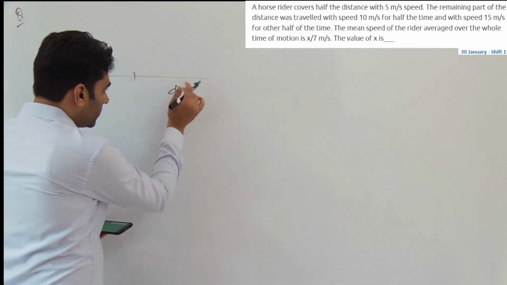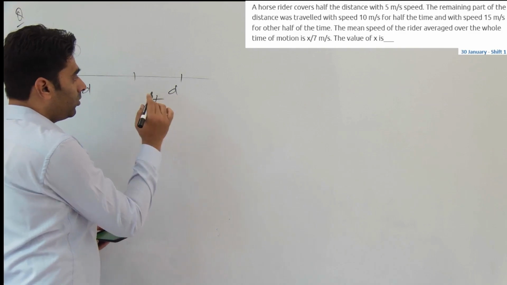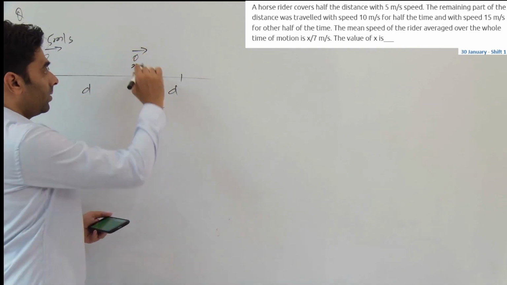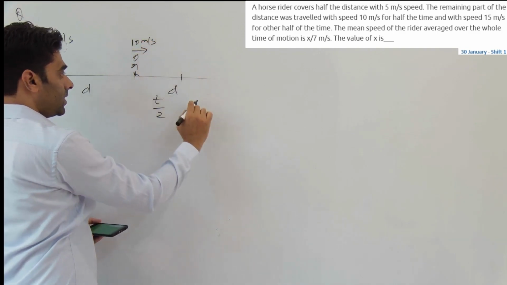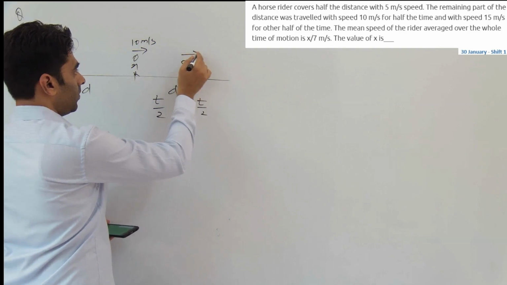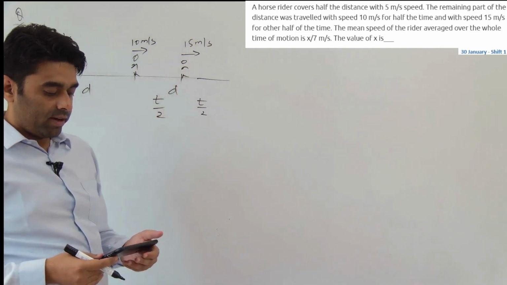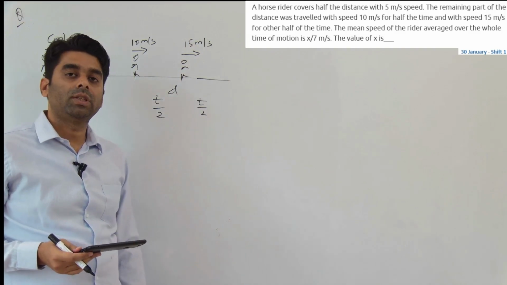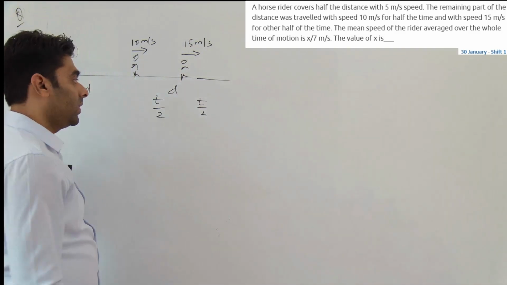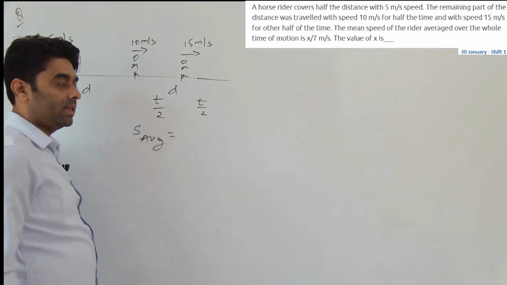So let's say that this distance is covered in total T time. So for T by 2 time, it is going with a speed of 10 meter per second, and next T by 2 time, it is going with a speed of 15 meter per second. Fine. Next, he says the mean speed of the rider averaged over the whole time of the motion is x by 7 meter per second. The value of x is? Mean speed means your average speed. Speed average is given to us as x by 7.